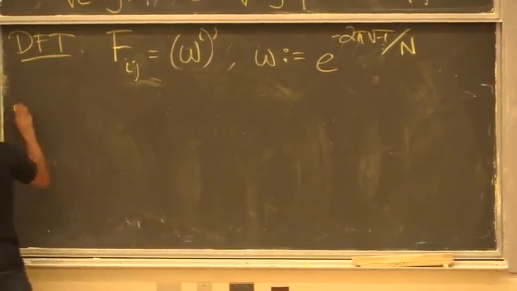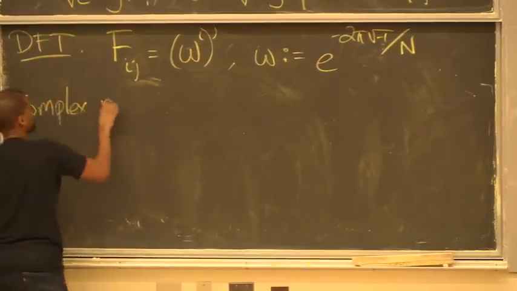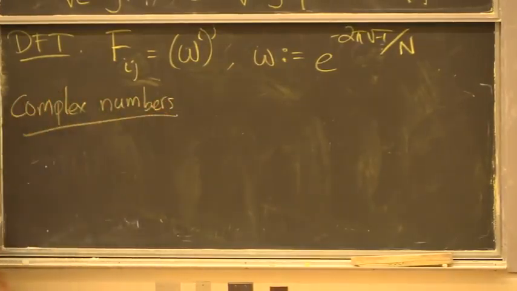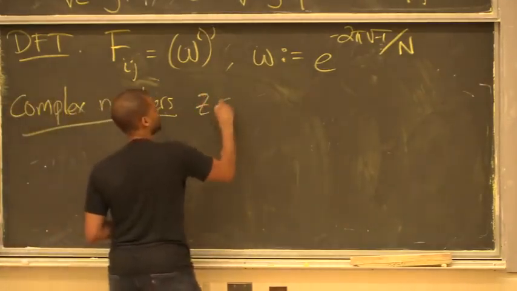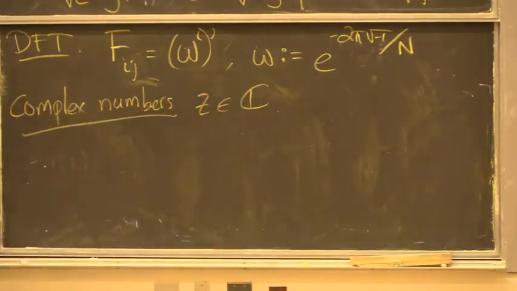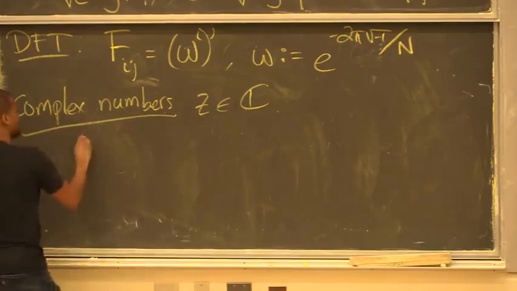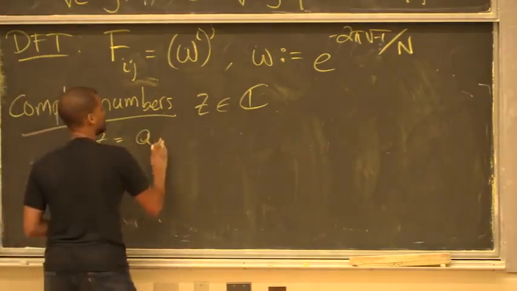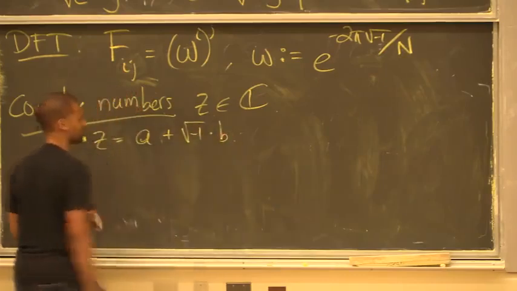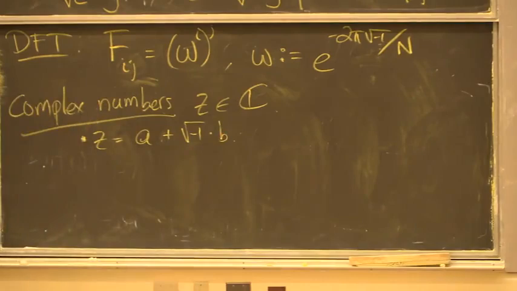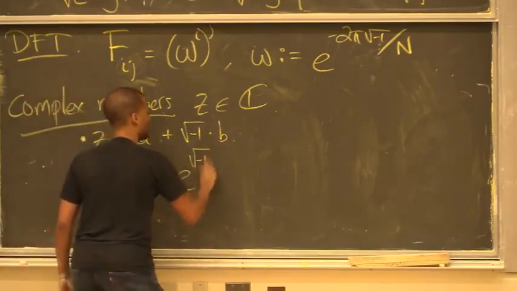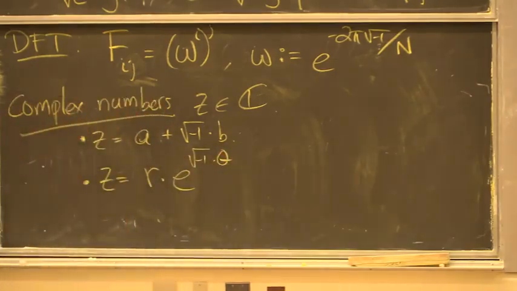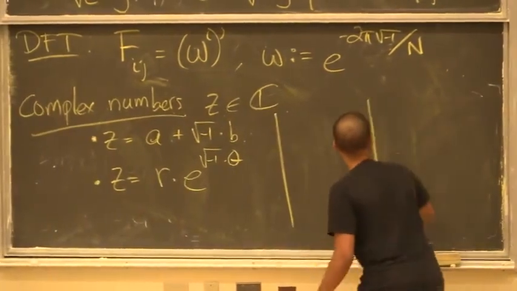So just remember, complex numbers review. Let's say z is a complex number. I can think of z in one of two ways. I can think of z as being a plus the square root of minus 1 times b. It has the real and imaginary part. I can also think of z as being r times e to the square root of minus 1 times theta. So this is like the difference between Cartesian and polar coordinates. If you want to see a picture, let's draw a picture.